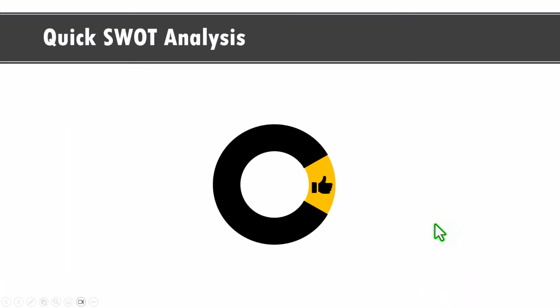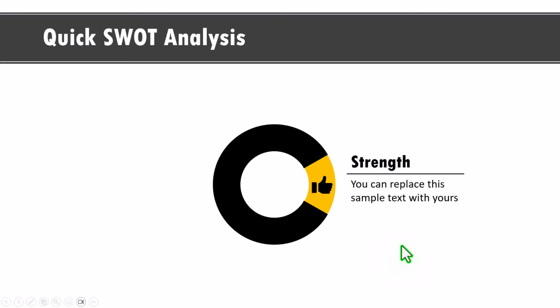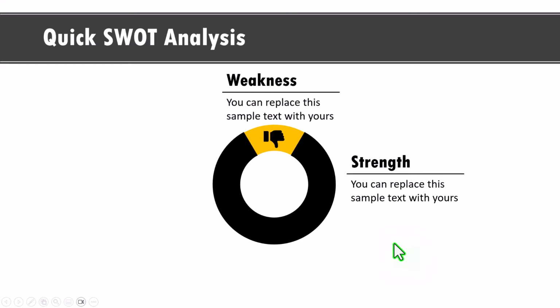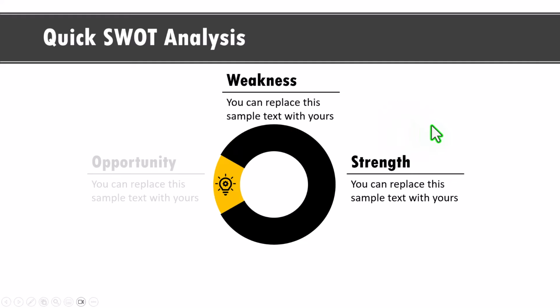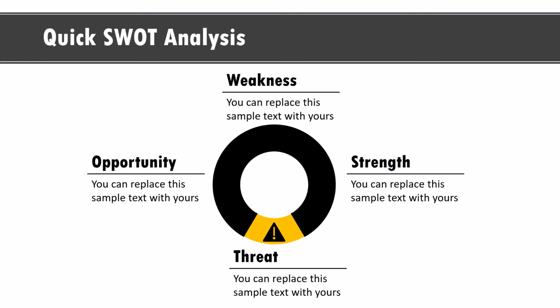Now when I go to slideshow, on a click we have strength shown, then we have counterclockwise 90 degrees in 1 second, and we have weakness shown, and then counterclockwise 90 degrees, opportunity shown, counterclockwise 90 degrees, and threat shown. So that is how you show SWOT analysis in a very quick way.